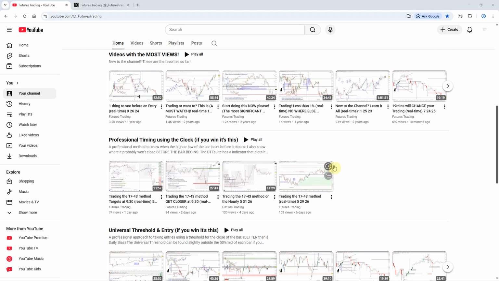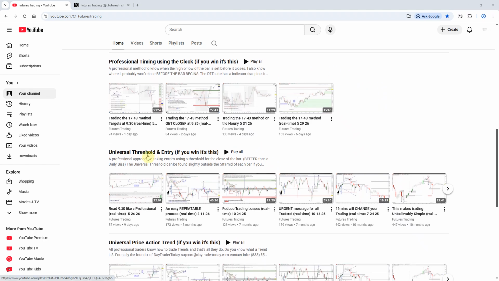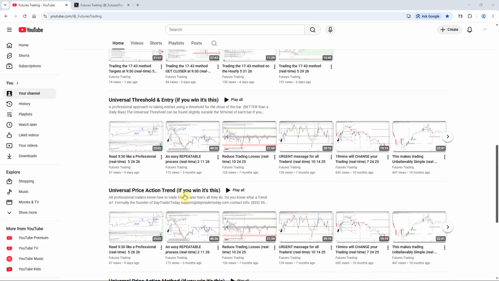And then the series here, I may even put this video here. We're trying to give you the information before the bar close, what type of bar it will be. So you'll know before the bar even closes what to expect. We're going to give you a probability. And then of course the threshold, how far the candle reaches back before resuming, and then the price action trend.